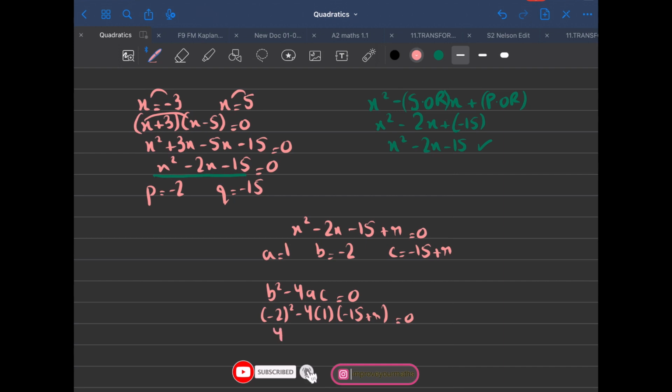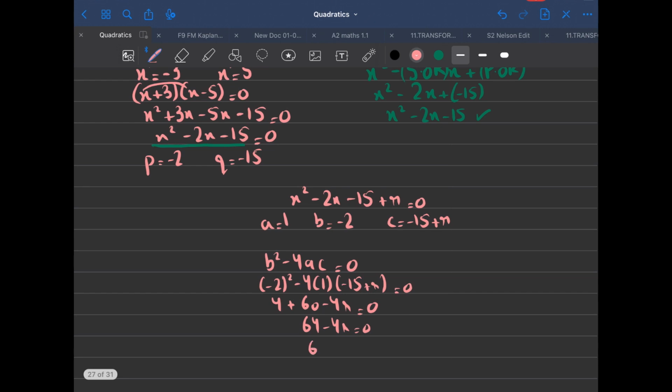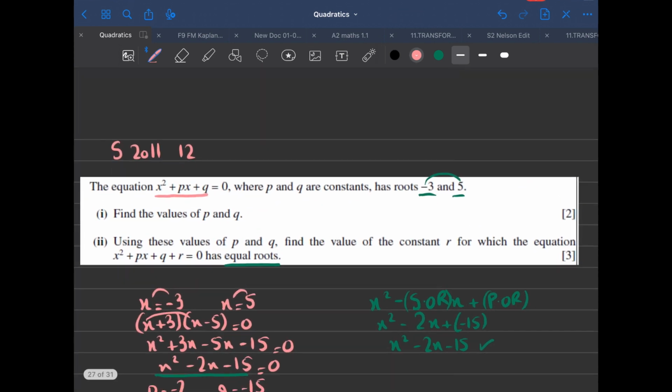It's going to be 4 plus 60 minus 4r is equal to 0. So 64 minus 4r is equal to 0. 64 is equal to 4r. r is equal to 16. Do you get this?